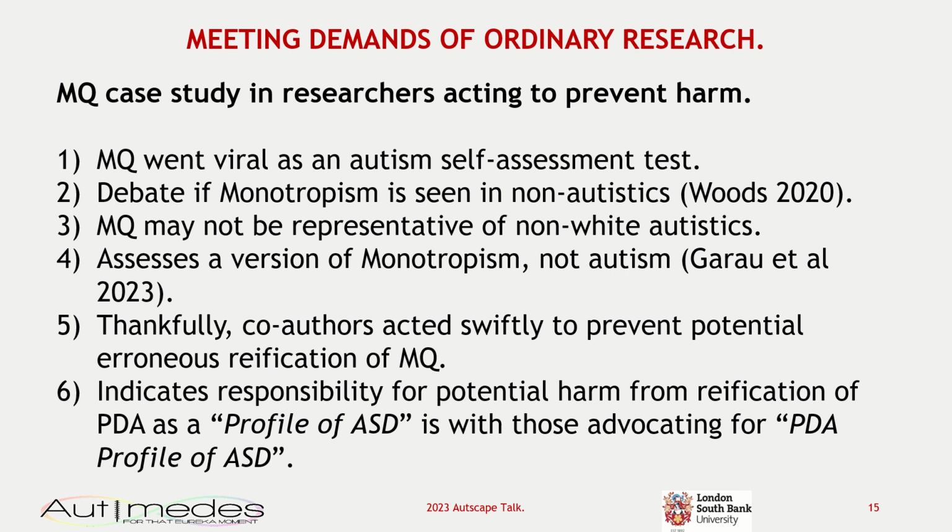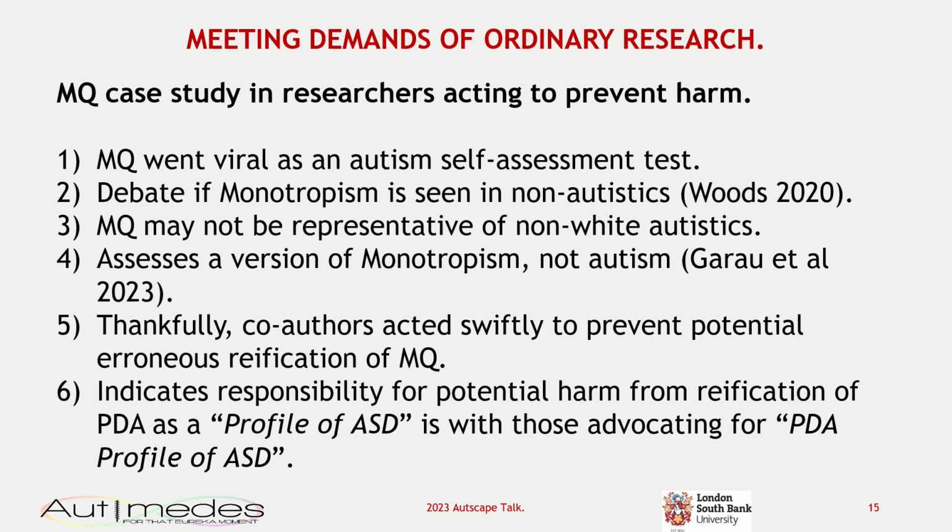So it's just too early to say that it is an autism assessment tool, although the data suggests that it can be quite good at detecting autistic people, but that's a tangent. What this means is that a few of the co-authors have acted swiftly to prevent potential erroneous verification of the Monotropism questionnaire as an autism self-assessment tool. So we came out quite quickly saying that it's not an autism self-assessment test, it assesses a version of monotropism.